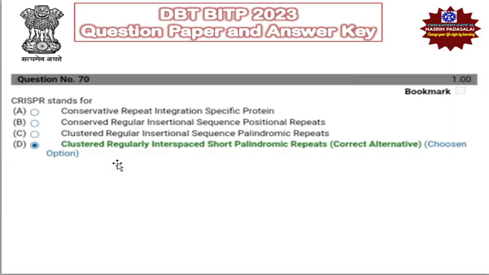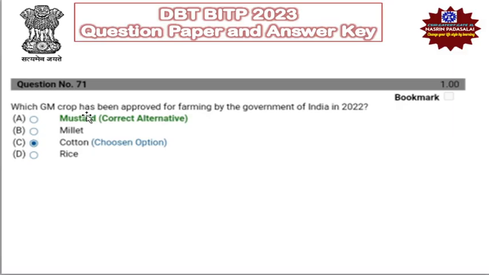Next, CRISPR stands for clustered regularly interspaced short palindromic repeats. Next, which GM crop has been approved for farming by the Government of India in 2022? The correct answer is genetically modified mustard, approved by the Genetic Engineering Appraisal Committee. Last year in October, they conducted the committee and the government approved GM mustard to be cultivated, to be entered into the environment. Now in India, many agriculture sectors are cultivating GM mustard.